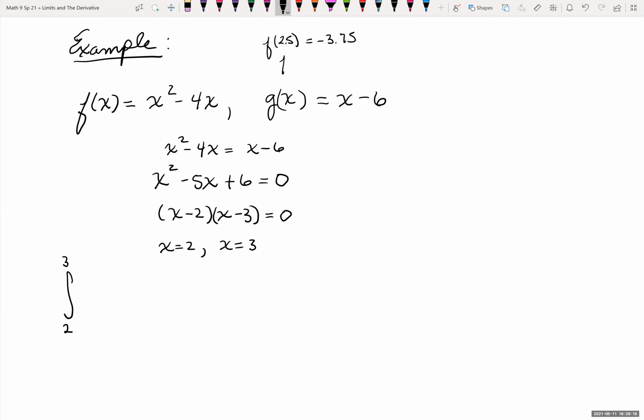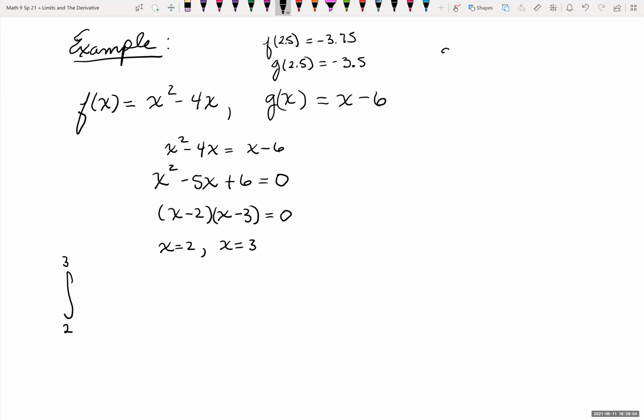If we look at g of 2.5, you can see that's already bigger, right? No, actually it's not. 2.5 minus 6 is negative 3.5. Actually, it is bigger. So negative 3.5 is bigger than negative 3.75. It's closer to the 0. It's bigger. It's on the right. So our g of x function is bigger.